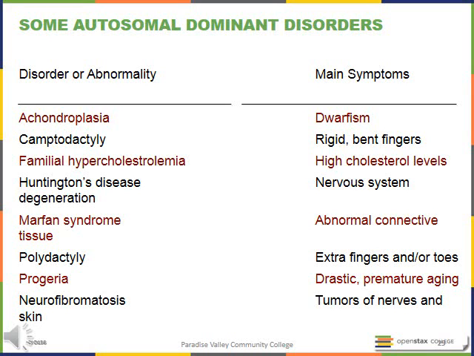Huntington's disease is a degenerative disease of the nervous system. Marfan syndrome is abnormal connective tissue. This particular disease is actually a sister disease to my own. I have what's called Ehlers-Danlos syndrome, and my connective tissue is super lax, and so I have really hyperflexibility, and I get dislocations and things like that. Marfan syndrome is very similar. The body types of people with Marfan's are very similar to my own.